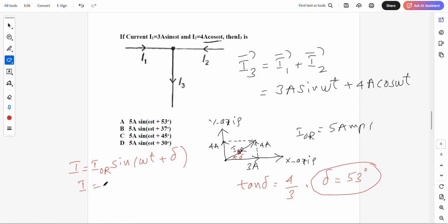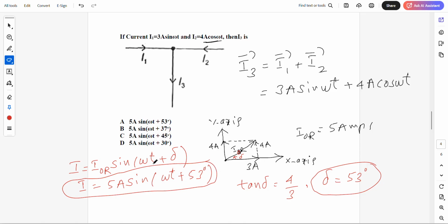I is equal to I naught R, that is, the resultant amplitude of current is 5 amperes. I can write this as sine of omega t plus delta, and delta is how much? 53 degrees. See the answer: 5 amperes sine of omega t plus 53 degrees.